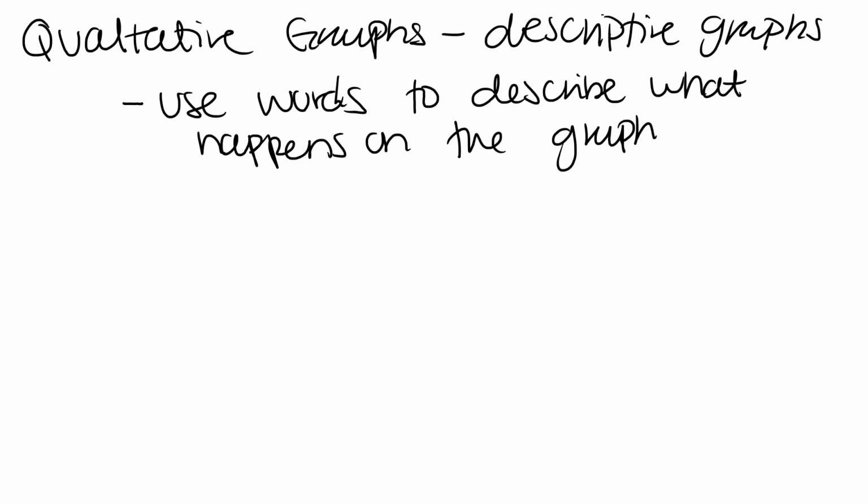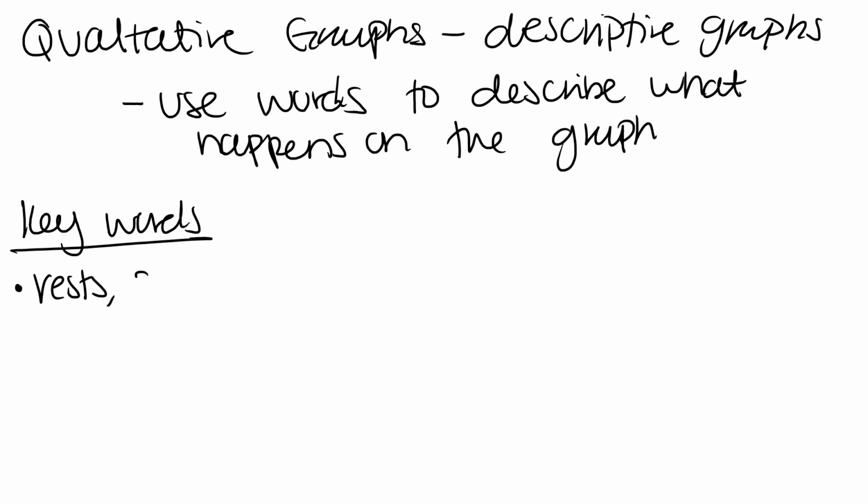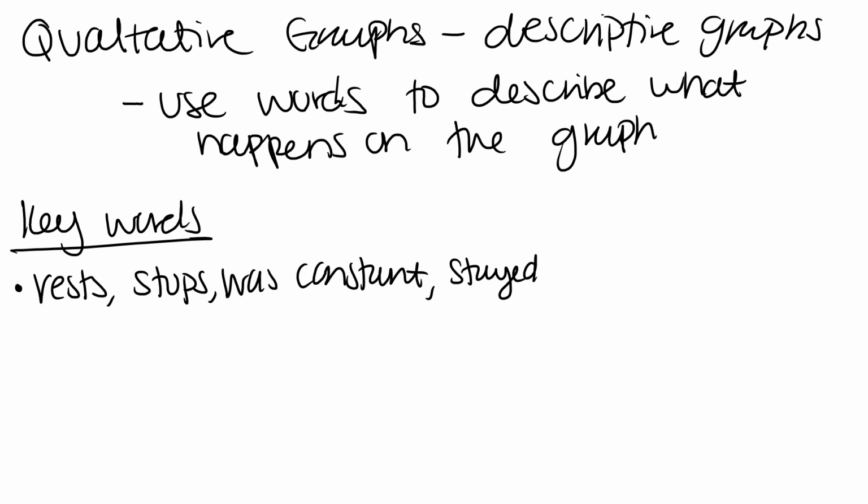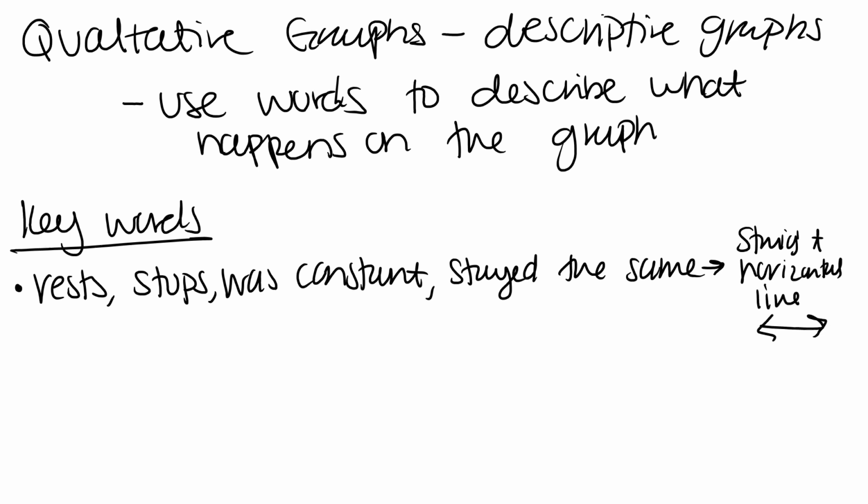There are certain sets of keywords that we use to mean three different things. So if you see the word rests, stops, was constant, or stayed the same, that means it's going to be a straight, horizontal line. It's going to go side to side.